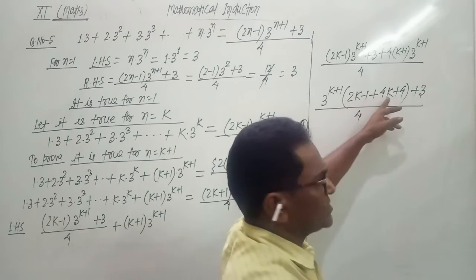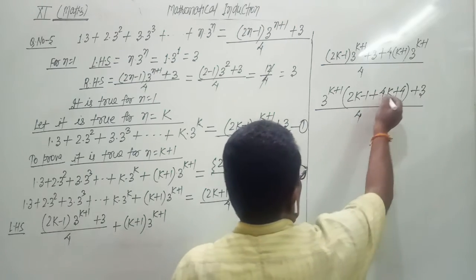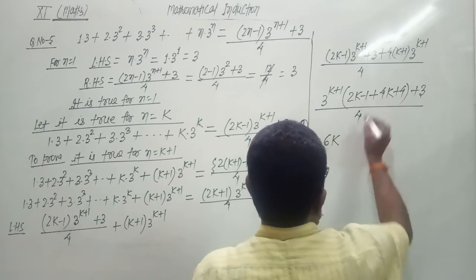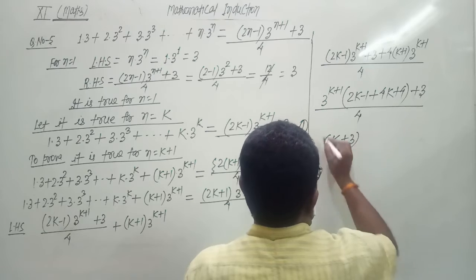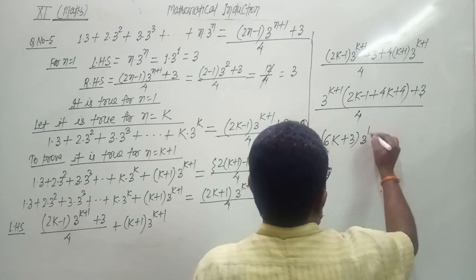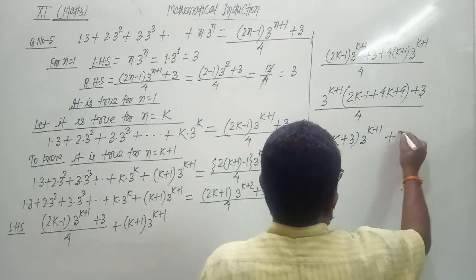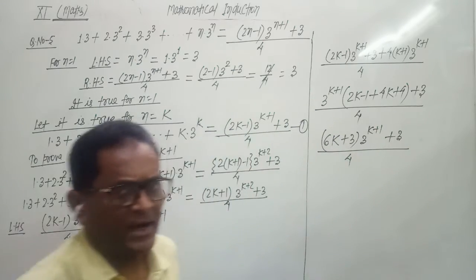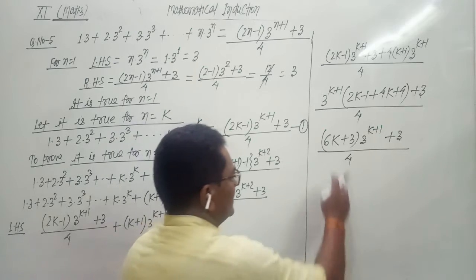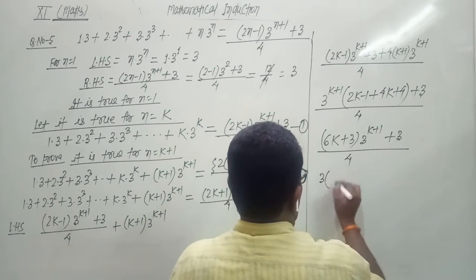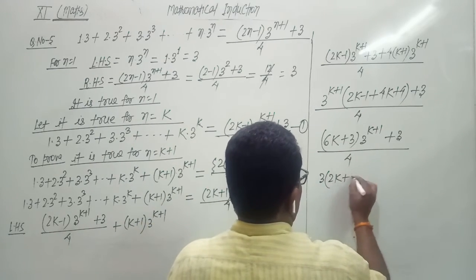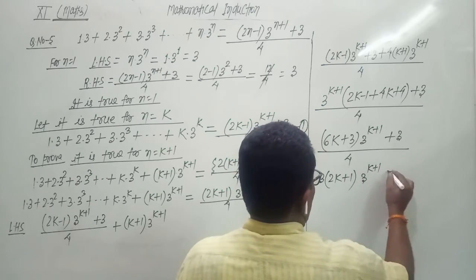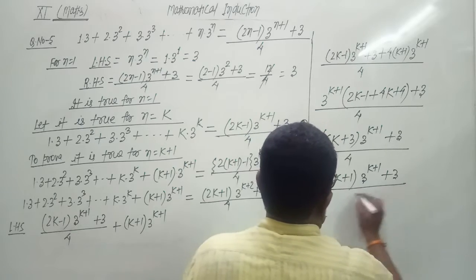So 2k plus 4k, 4k plus 2k, it becomes 6k, and 4 minus 1 plus 3, and 3 raised to the power k plus 1 plus 3 upon 4. Inside the bracket, 3 is taken common. So we get 2k plus 1 and 3 raised to the power k plus 1 plus 3 upon 4.